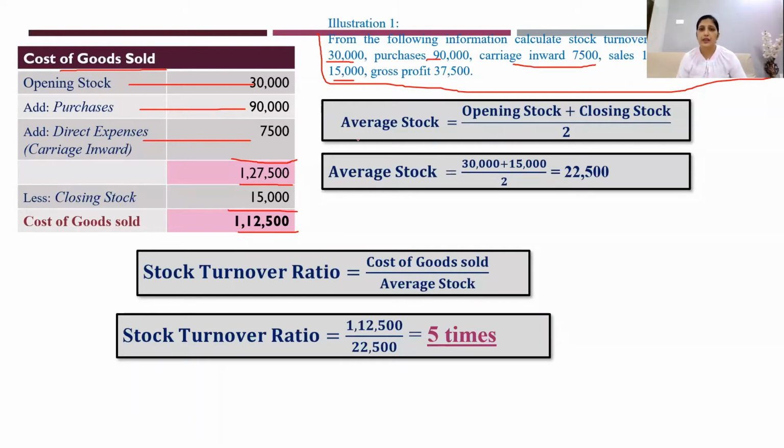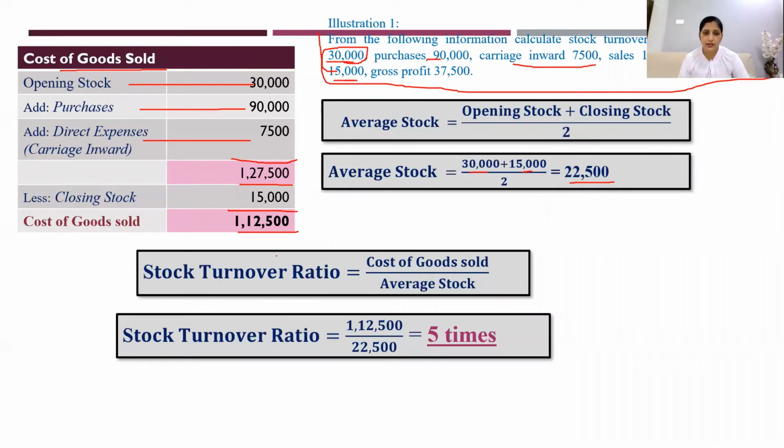Now, average stock. Average stock is opening stock plus closing stock divided by 2. So we have opening stock, again I am coming back here, 30,000. Closing stock is 15,000. You will get 45,000 divided by 2, which is 22,500. This is our average stock.